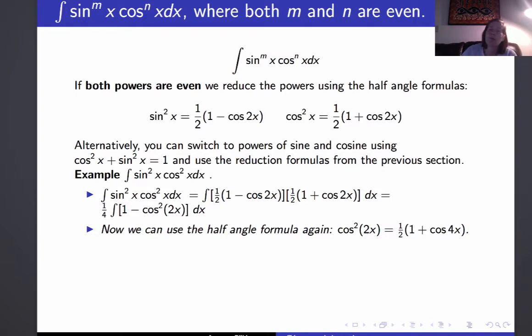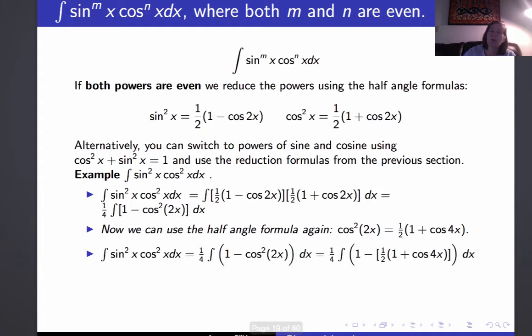Now we can actually use the half-angle formula again for cosine squared 2x. This time the angle is 2x, theta is 2x, and this is equal to 1/2 times 1 plus cosine 2 theta, which is 1 plus cosine 4x. So replacing cosine squared of 2x by 1/2 times 1 plus cosine 4x, we get our integral, the integral of sine squared cosine squared, is 1/4 times the integral of 1 minus 1/2 times 1 plus cosine 4x dx.